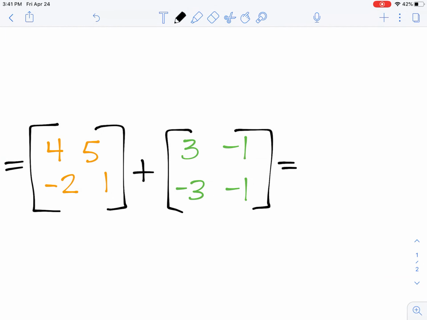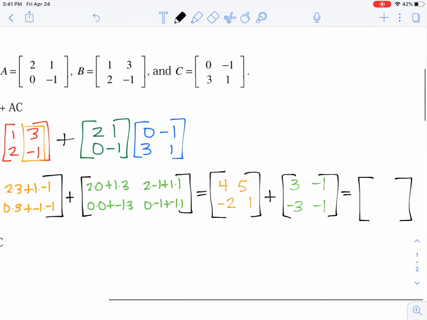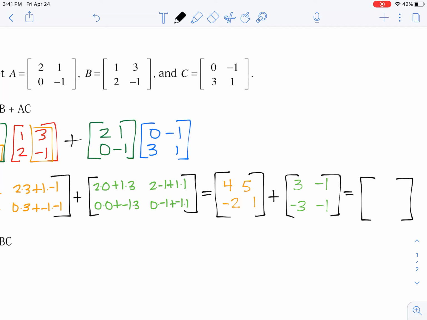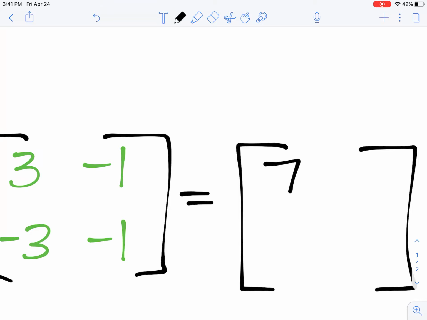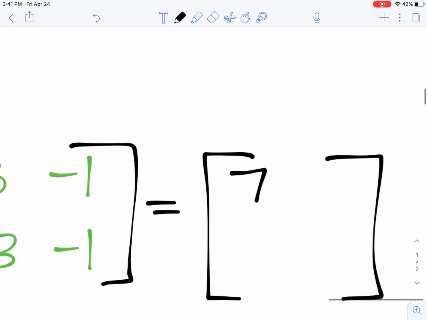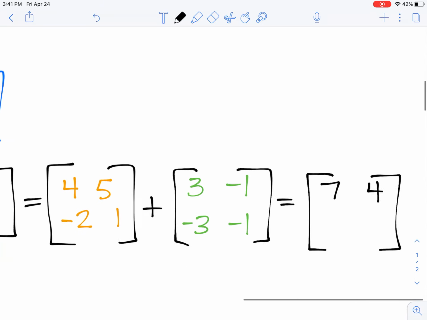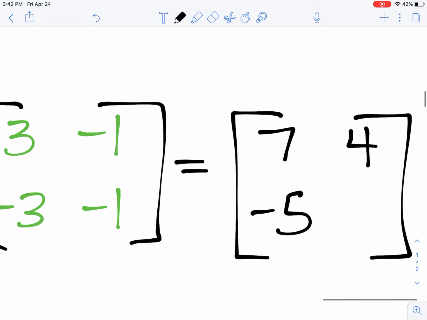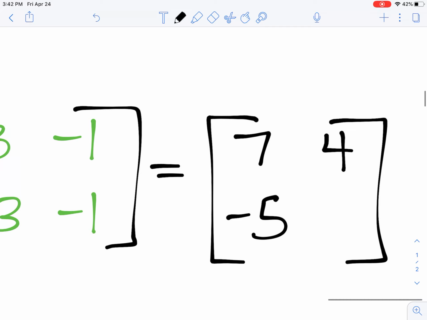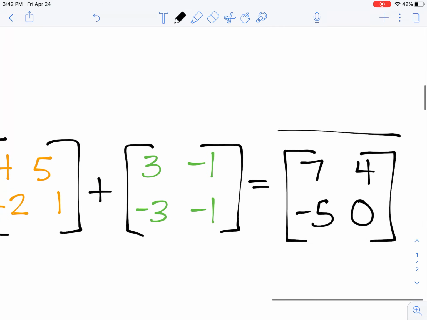All right, last but not least, we're going to add these together. Remember to add the items that are in the same location within your matrices. So the 4 and the 3 should give us 7. 5 and a negative 1 gives us 4. Negative 2 and a negative 3 gives us negative 5. And 1 and a negative 1 gives us 0.